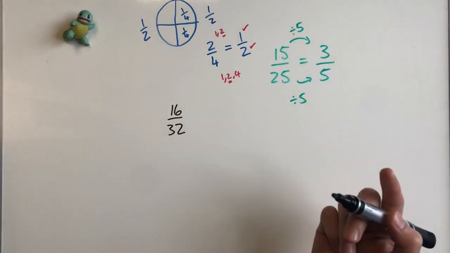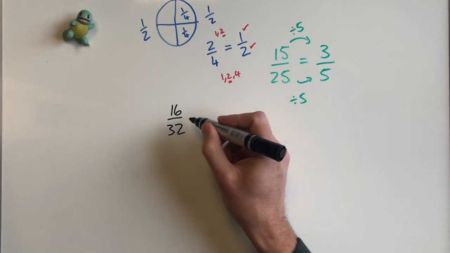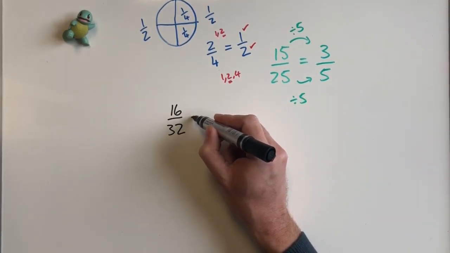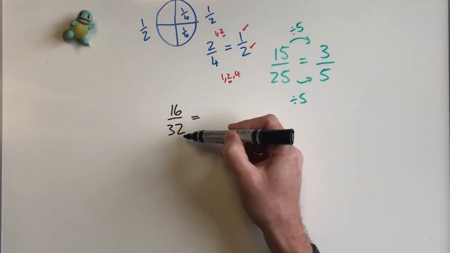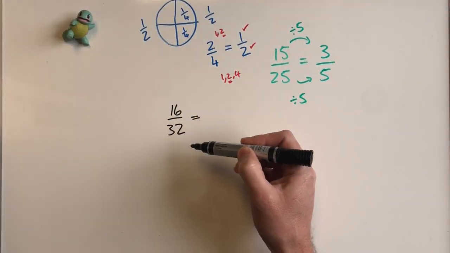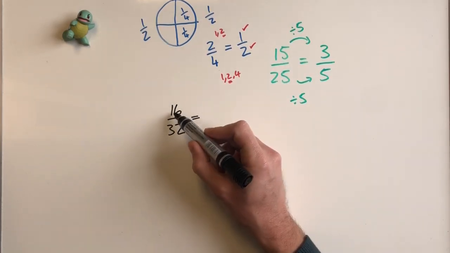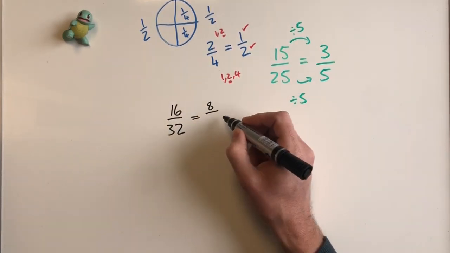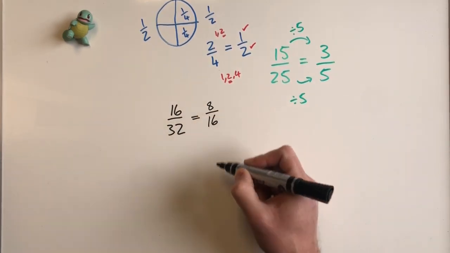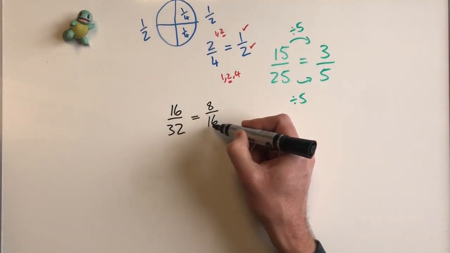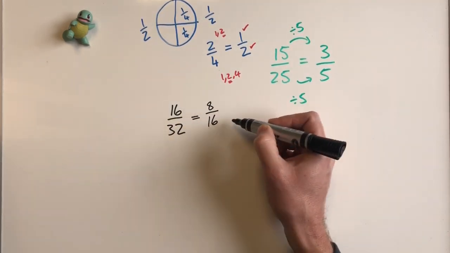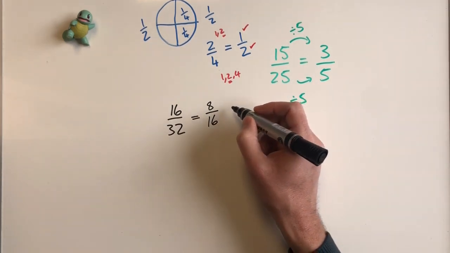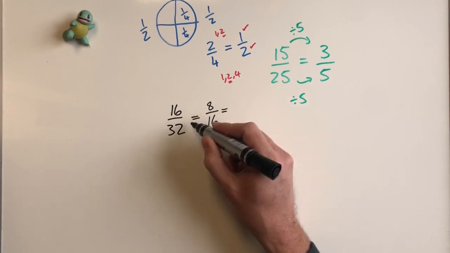But let's say you don't find the largest factor. So maybe you think 2 is the common factor. So what you can do is divide both top and bottom, the numerator and the denominator, by 2. So 16 divided by 2 would be 8, and 32 divided by 2 would be 16. So this is still an equivalent fraction, but it's not the most reduced form, or the most simplified form. So I can do 2 again.